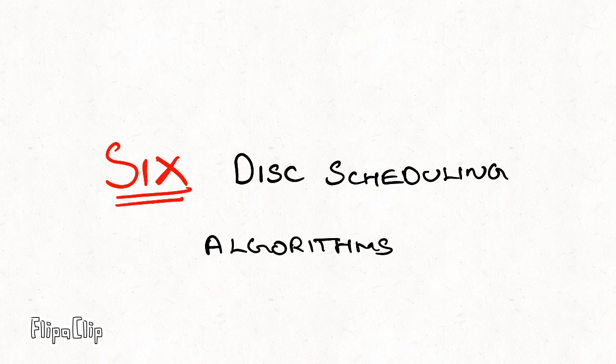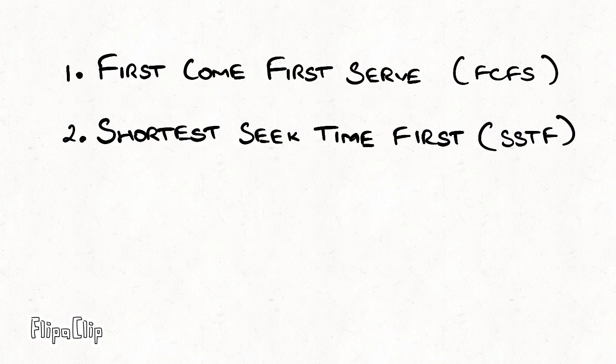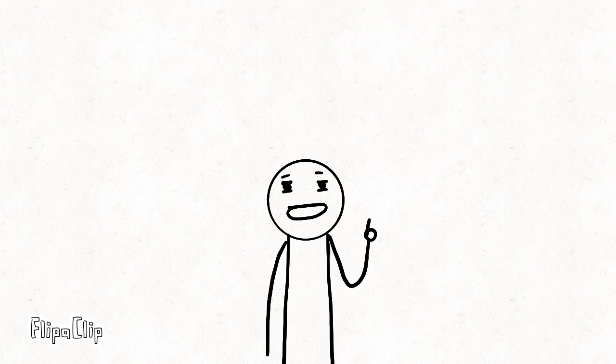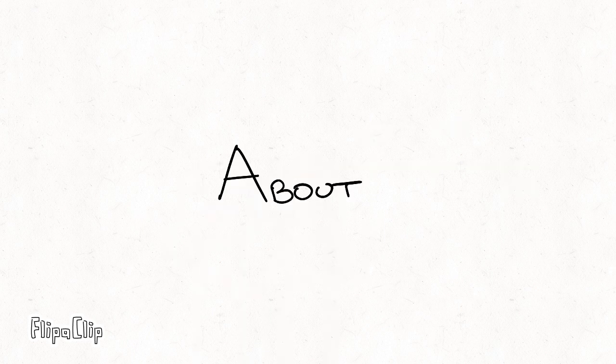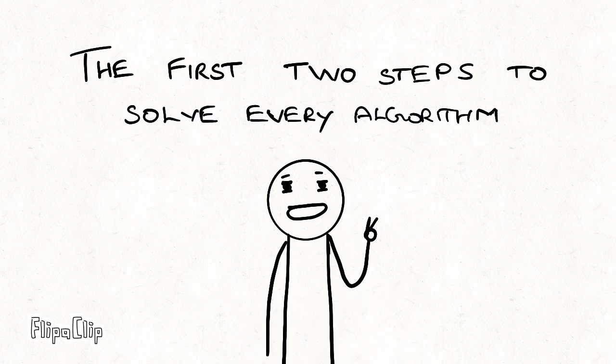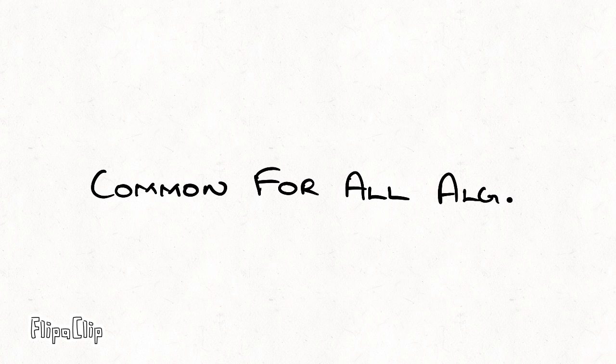There are basically 6 disk scheduling algorithms, namely first come first serve, shortest seek time first, scan, C-scan, look, and circular look. Before getting into how to solve these algorithms, I'll first give you an idea about what will be given in the questions and the first 2 steps to solve every algorithm, which are common to all the algorithms.